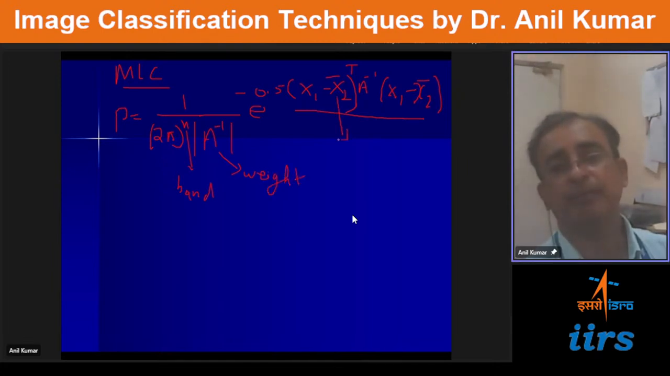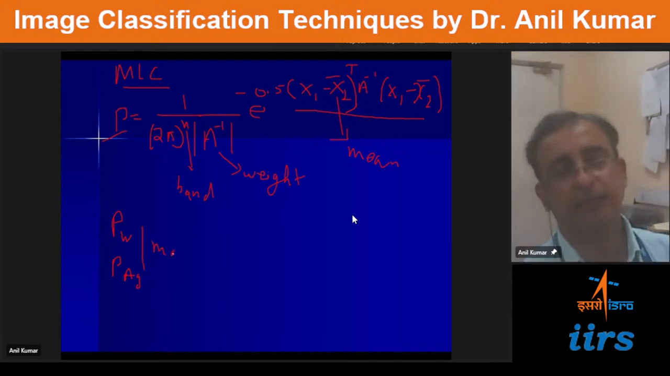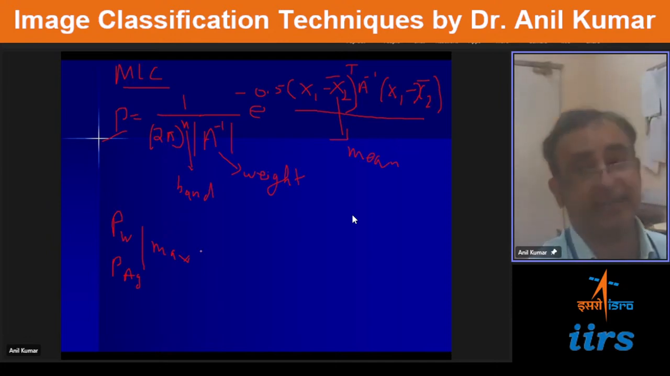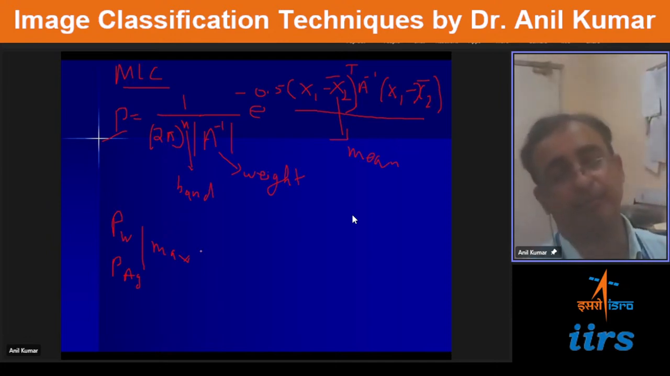This is your mean of a class. So once you get the probability, suppose you are dividing the data into water and agriculture. So you can find out for each pixel the water probability, and you can find out the probability for agriculture. So whichever is maximum for each pixel, that pixel is labeled to that class. So here it is maximum, and in the distance concept that should be minimum. So that way you can divide all the pixels into different classes.